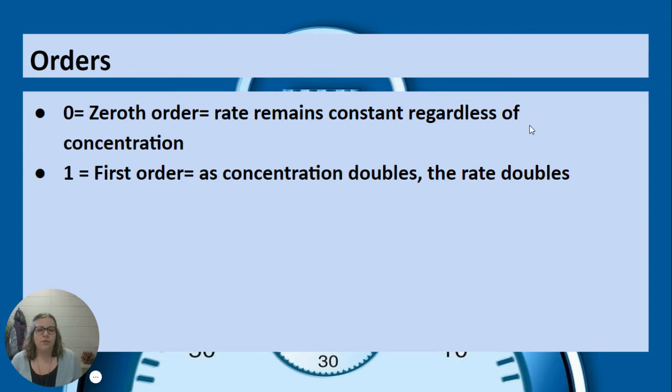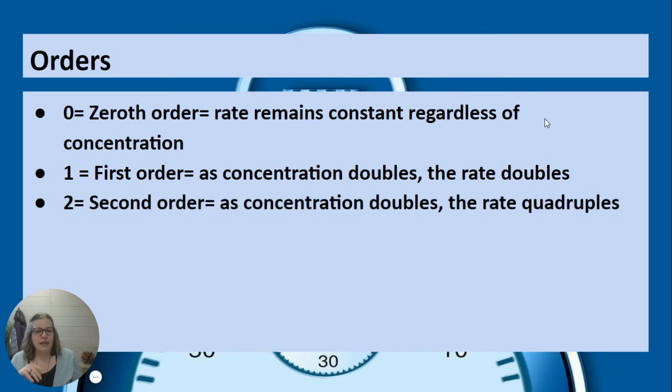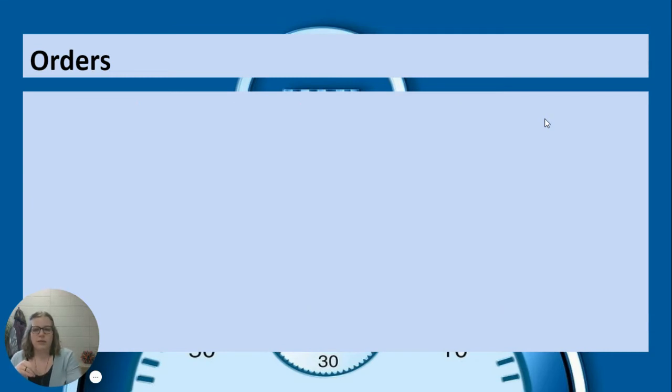If you get a 1 for that little superscript at the top, that's called a first order reaction. And what that tells you is that if you would double the molarity of your reactants, you would expect to get a rate change that's twice as fast as well. So if I double concentration, rate doubles as well. And then if I have a second order for my superscript there, if I double my concentration, it actually makes my rate go quadruple. Okay.